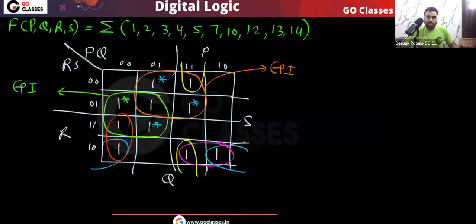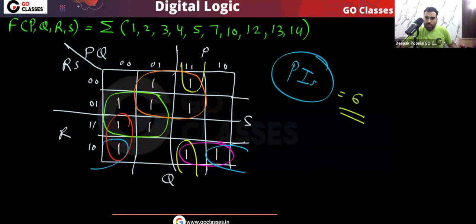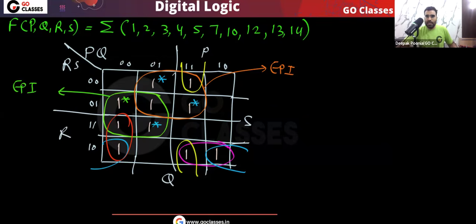So please understand, to find the EPI, what I am doing is finding those one cells which are covered uniquely by a PI. First you find all the PI, then you check all the one cells, and you see, are they covered by a PI uniquely? If they are covered by a PI uniquely, that PI will become an EPI. And all the EPI are part of all the minimal SOP expressions.